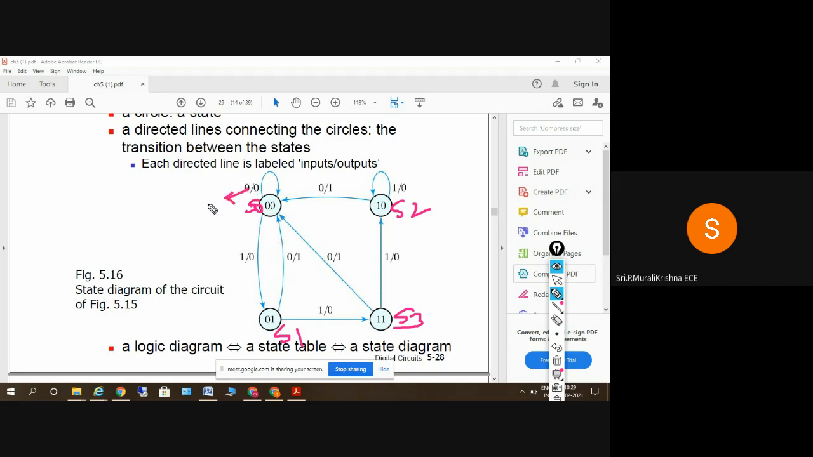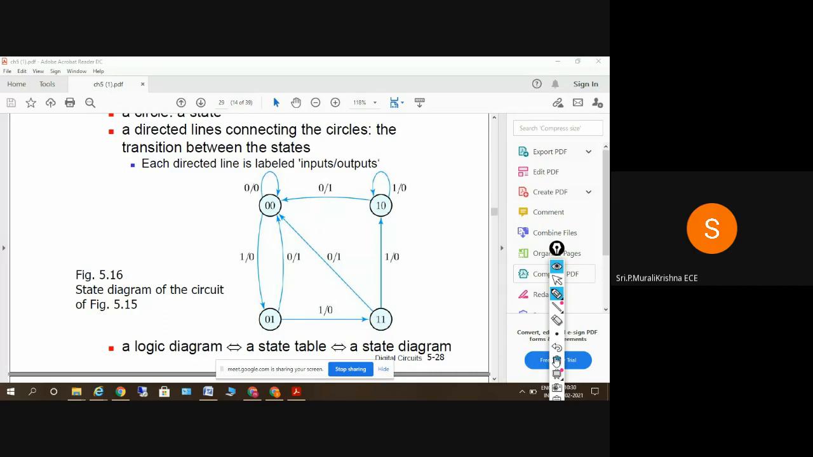So this will represent the input and this will represent the output. Input is X here and output is Y. And these are the states A, B here. So the next states are nothing but these values here. Okay. Clear or not? Yes, sir. Clear, sir.